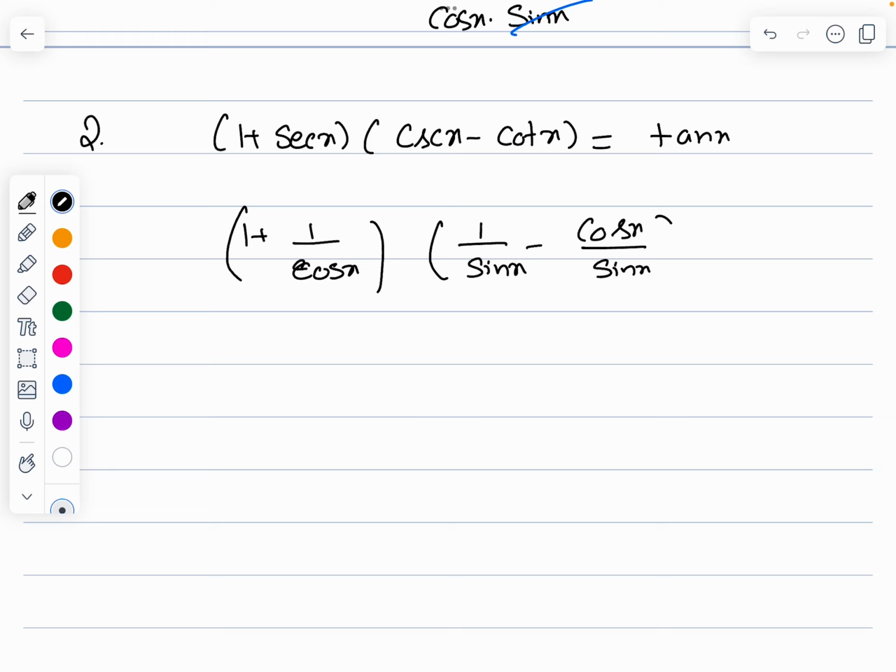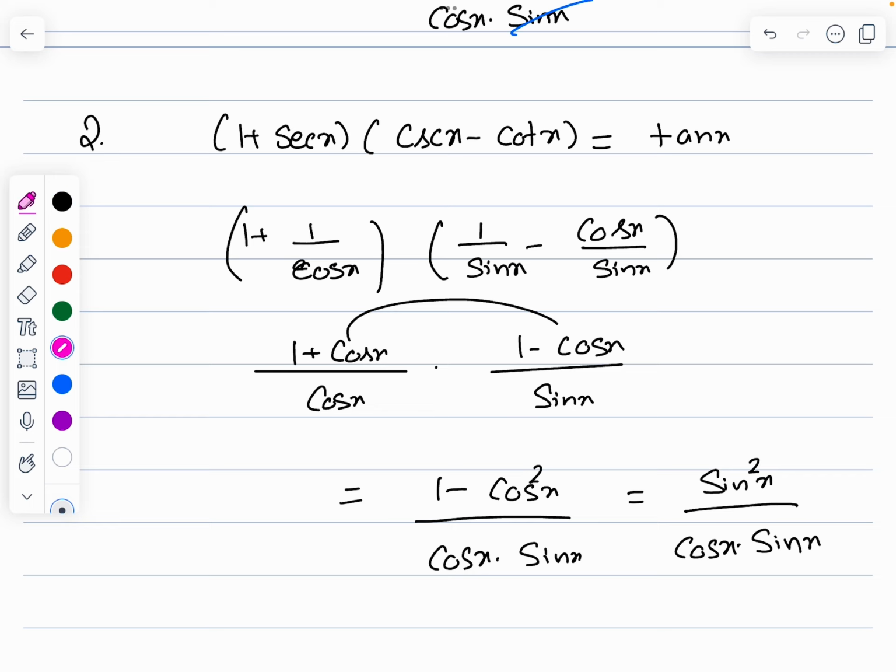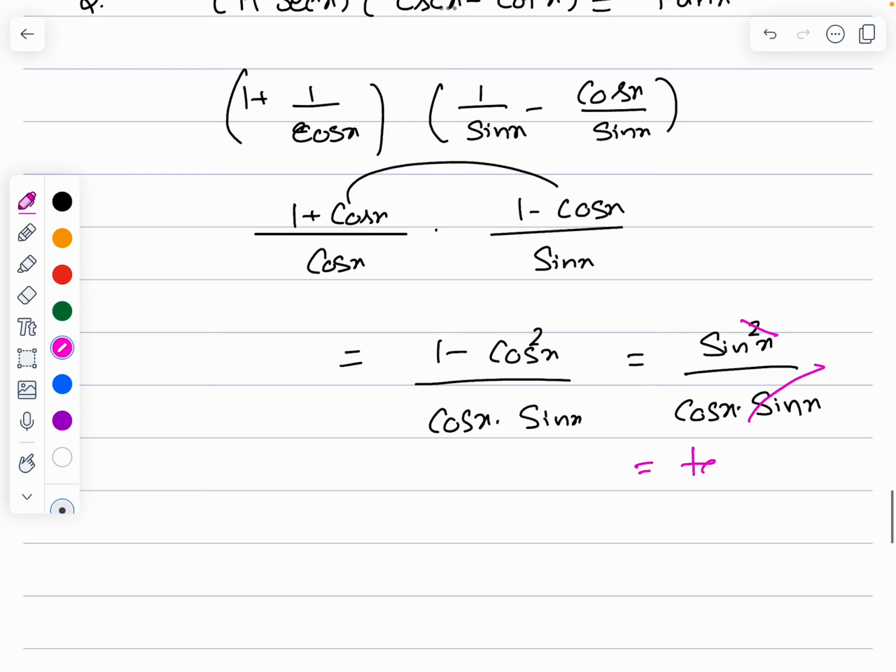Take the common denominator in the first bracket, it becomes cos x. 1 plus cos x, common denominator in the second bracket, sin x, 1 minus cos x. A plus b times a minus b is a square minus b square, times cos x times sin x. 1 minus cos square x is sin square x divided by cos x times sin x. One sin x gets canceled, sin by cos is left over, which is tan x.